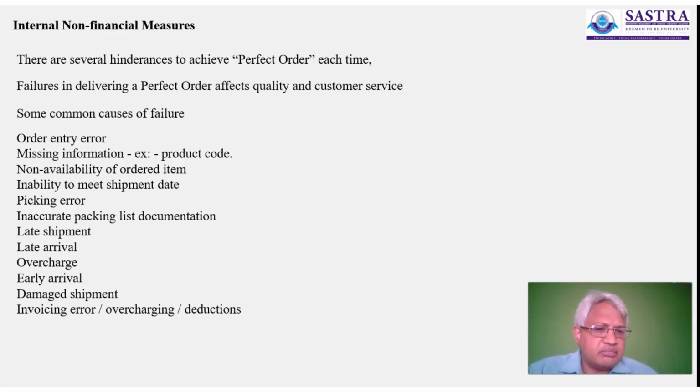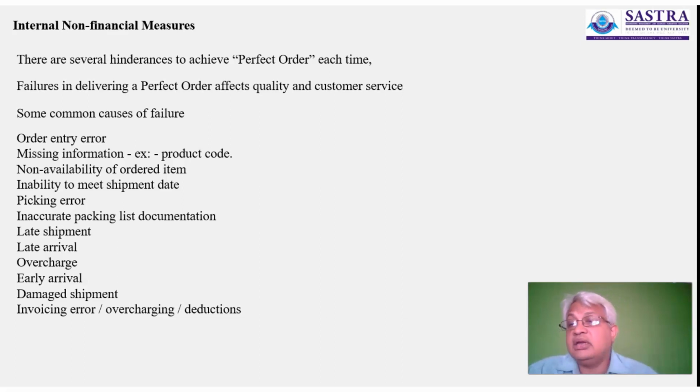The first one is an order entry error. Some details may be missed or written with a mistake, or wrong words or price has been input, or the terms of payment have not been reflected the way the customer wanted. So these are all different order entry errors. Followed by missing information. There is no product code mentioned properly, or the color of the product has not been mentioned properly. Non-availability of ordered items, as we said, can be considered stockouts. Inability to ship by the date given by the customer. Delay in shipping the goods, and delay in reaching the goods.